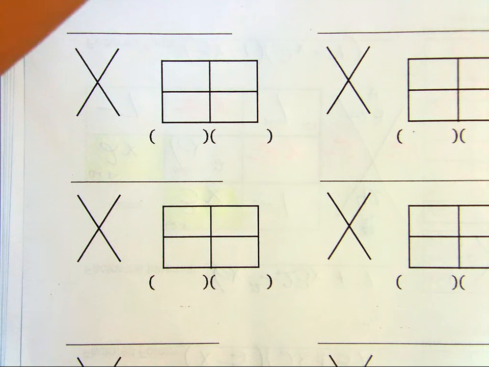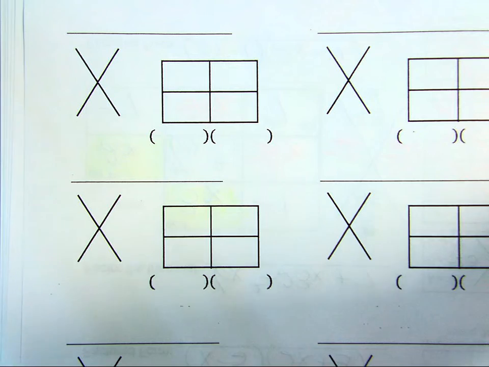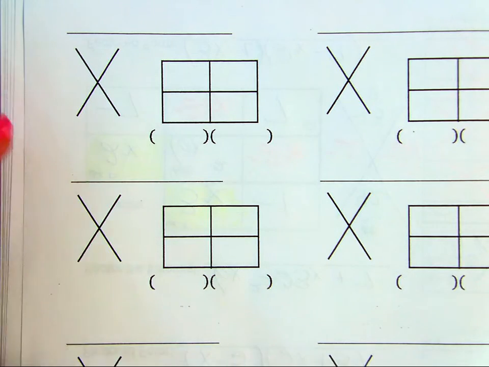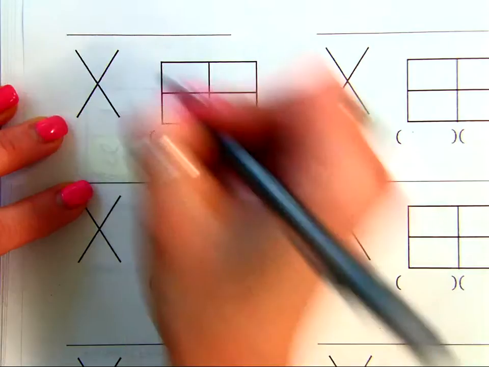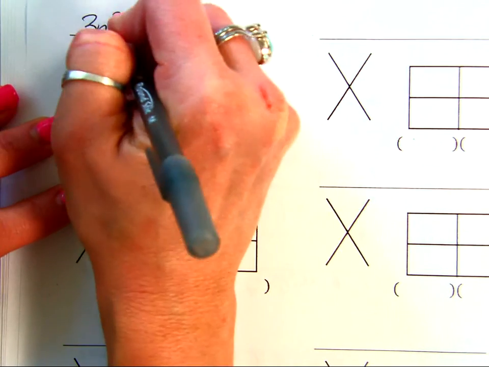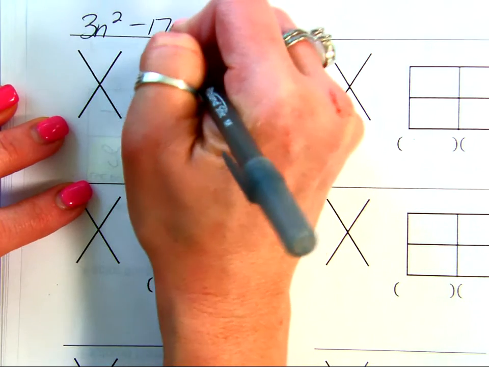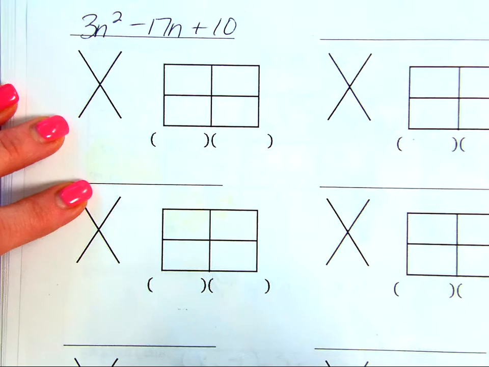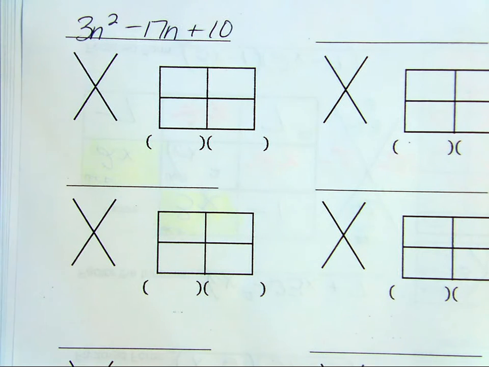All right. Give me a minute to try and get you one to do. All right, to try this one. Are you ready? 3n squared minus 17n plus 10. So go ahead and try that one on your own, and we'll do the trial and error.